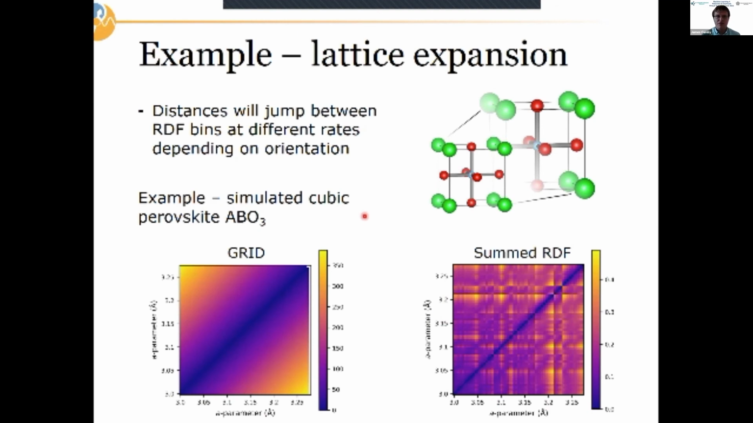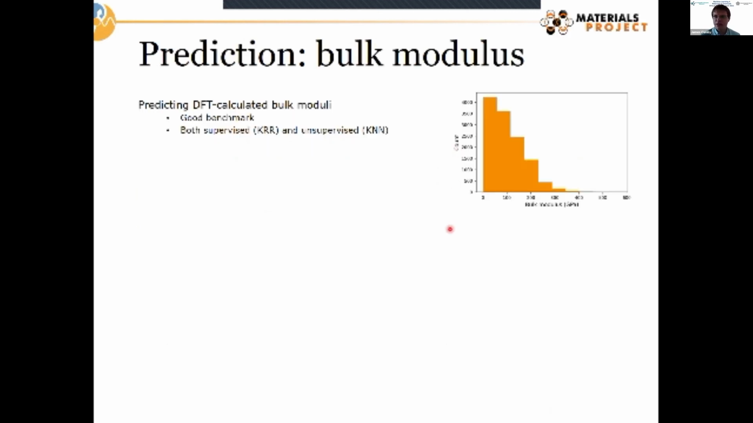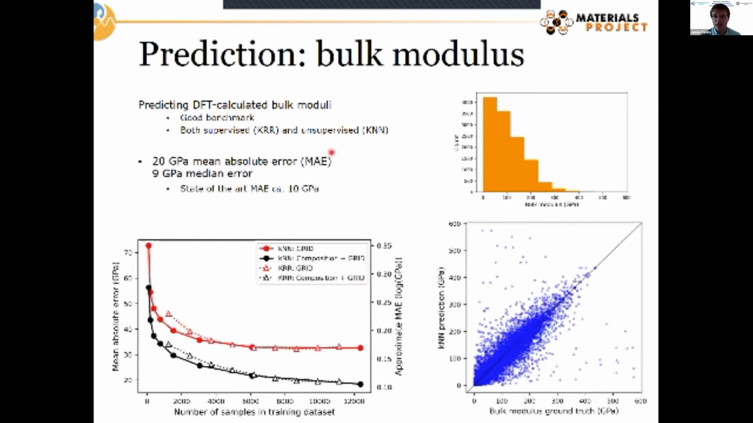As a final example, I just wanted to say how we can use it to actually do something useful. In this case, we turn to a nice benchmark, which is trying to predict bulk modulus from structure. You take a structure, and you try to predict how hard it is. We've used a number of different machine learning approaches. The simplest one that actually works really well is a k-nearest neighbors approach, where you basically look at a point, find the point in the structure composition space that is nearest, and say that it's got the same bulk modulus.